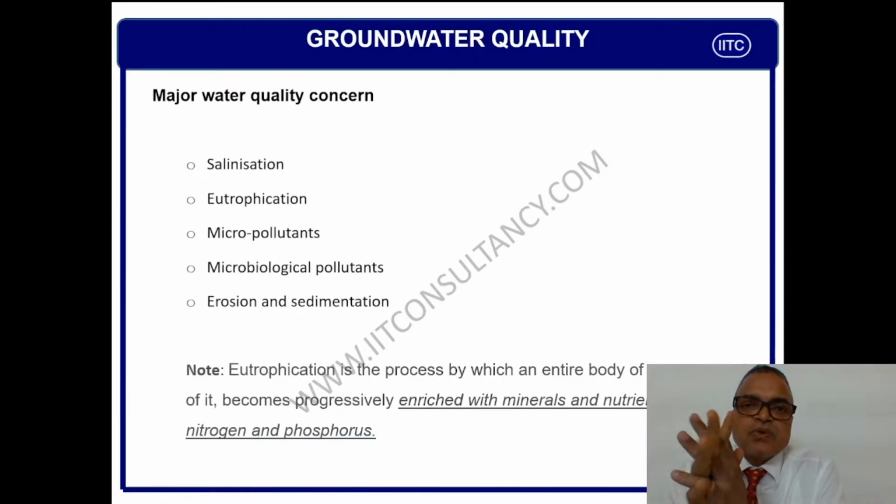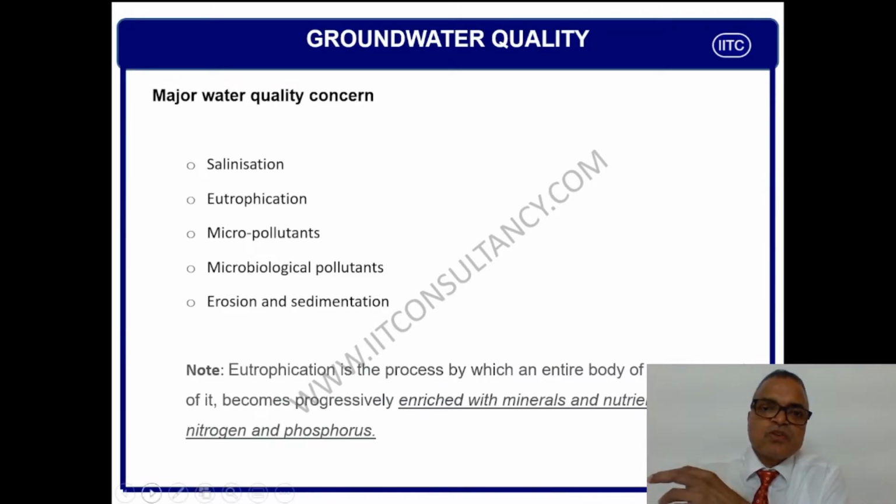Now we will see the major quality concerns, as we discussed in the index of this module: salination, eutrophication, micropollutants, microbiological pollutants, and erosion and sedimentation. These five points are very essential, and they are the major concerns for ensuring water quality. Eutrophication is the process by which an entire body of water or parts of it becomes progressively enriched with mineral nutrients, particularly nitrogen and phosphorus. We will see it in the next slide.